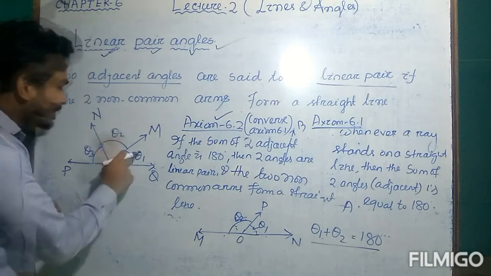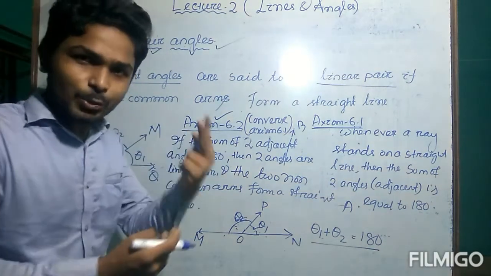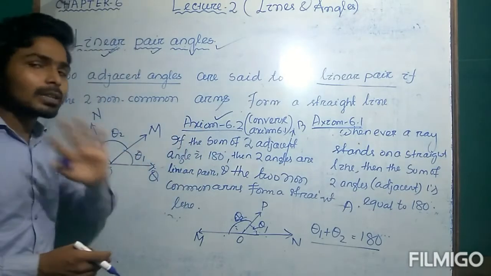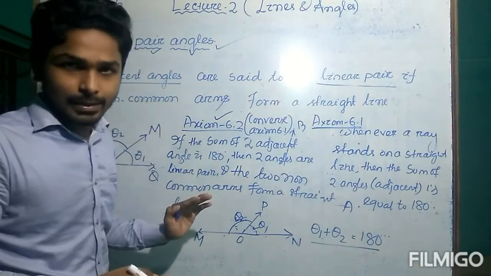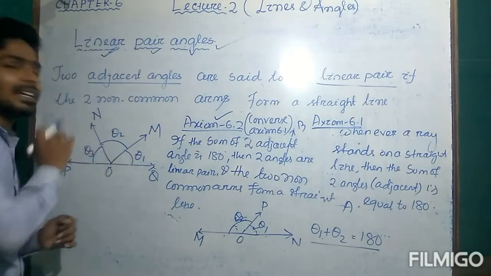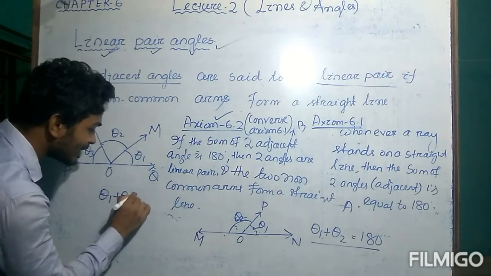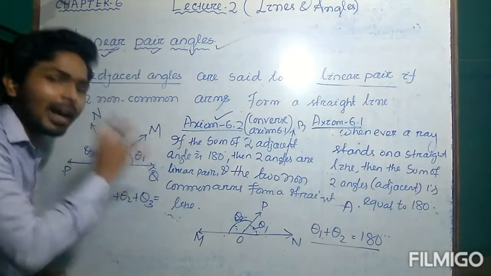That is why these three angles are not known as a linear pair, because pair means two angles. Since there are three angles, they are not linear pair angles. We draw it only to calculate the sum of the three angles. What is the value of the sum of theta 1, theta 2 and theta 3? We have to find it.